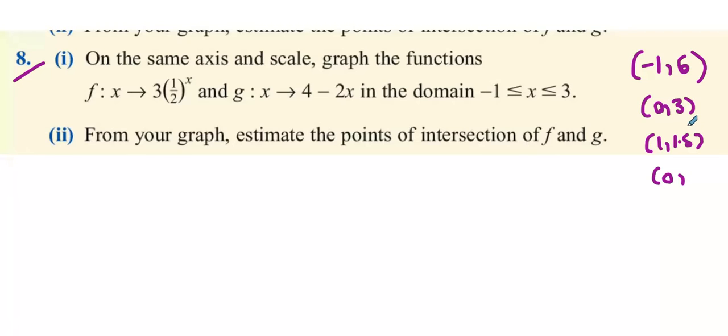Sorry guys, I think I read this wrong. 0, 3, 1, 1.5, then 2, 0.75. Oh sorry, that's a 2. 2 and 0.75, and 3 and 0.375. Those last 2 points are awful. Okay, before I draw this out, I should probably check out the other one as well, the 4 minus 2x.